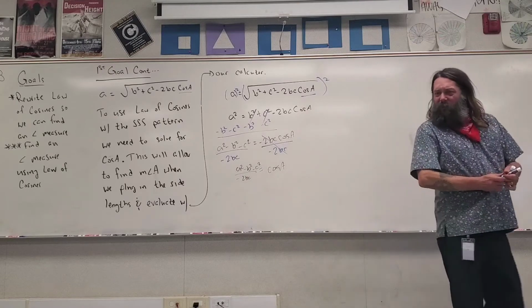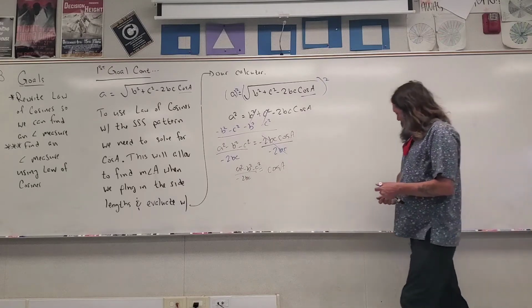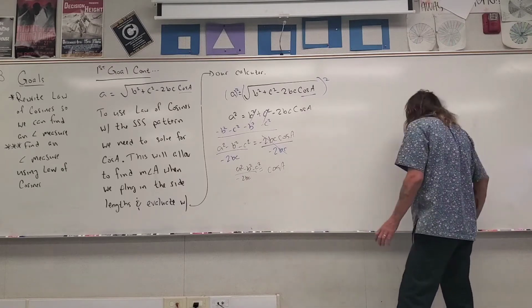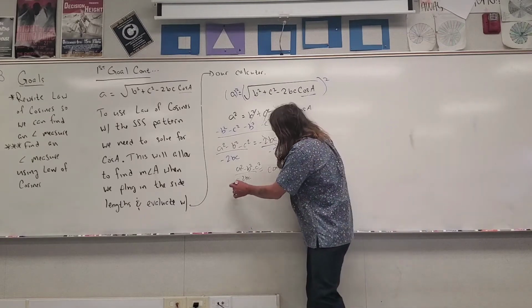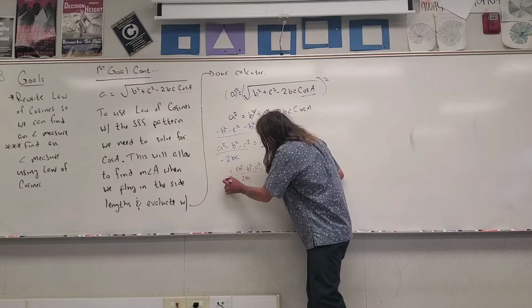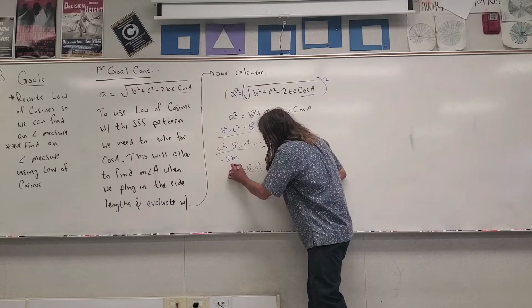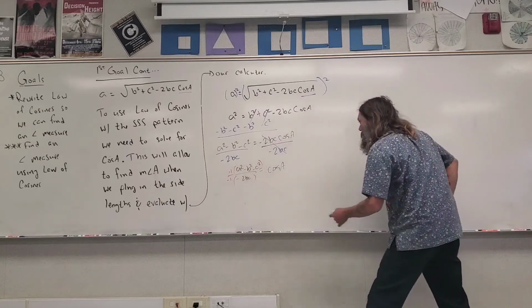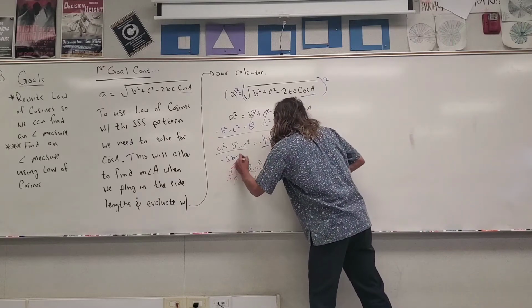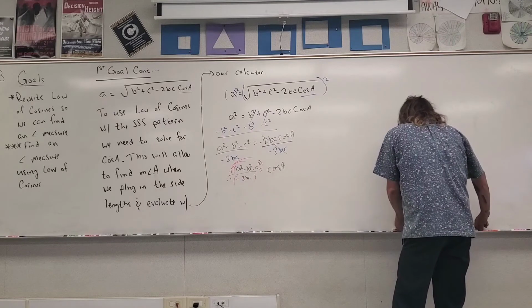Now, we don't like to leave negatives in the denominator, so what we can actually do is multiply the numerator and the denominator by negative 1 over negative 1, which is technically 1. And so what that's going to do is leave us with the following formula.